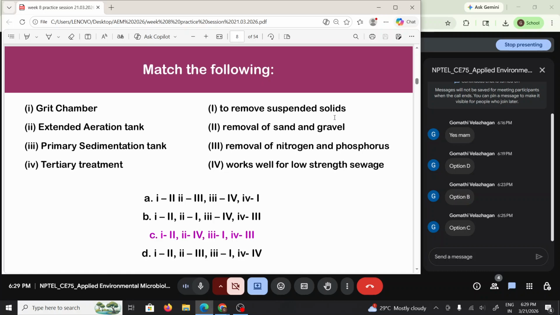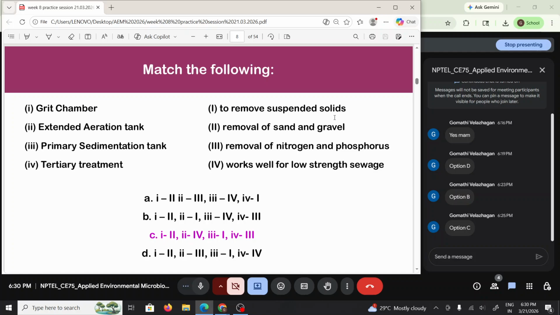So the right answer is C here. A grit chamber we generally use to remove sand and gravel. So this comes at a very early stage in the wastewater treatment unit. When you have to treat the wastewater, you cannot assume that it's only water. You will have some other solid wastes also in that wastewater, which are suspended and so on.